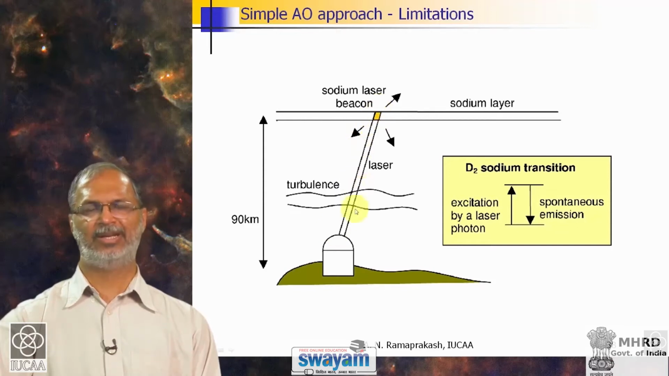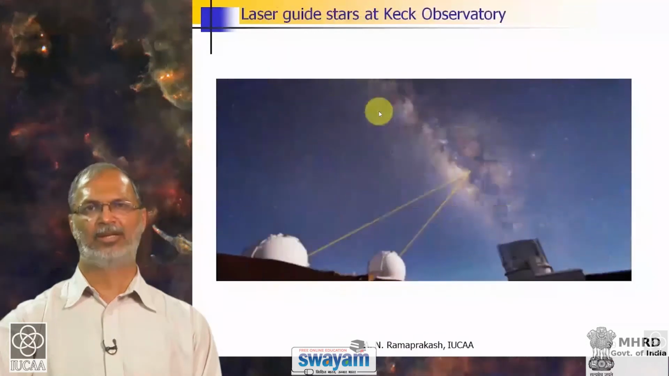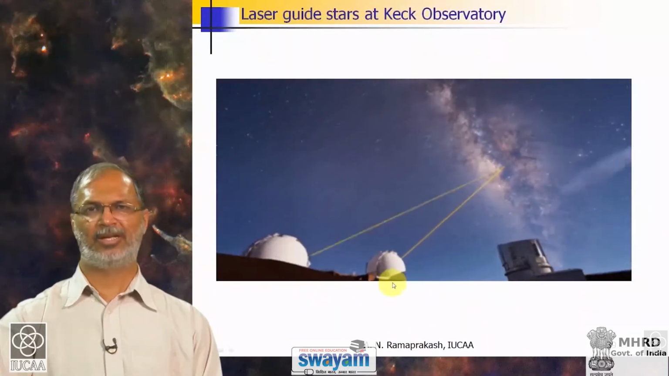So, by creating an artificial guide star in the sky at approximately the height of 90 kilometers, typically where the sodium layer is, you can form a reference object in any direction of the sky. You just shoot the laser in the direction in which the telescope is pointing, and you have a reference star in that direction. So, this is what is illustrated here.